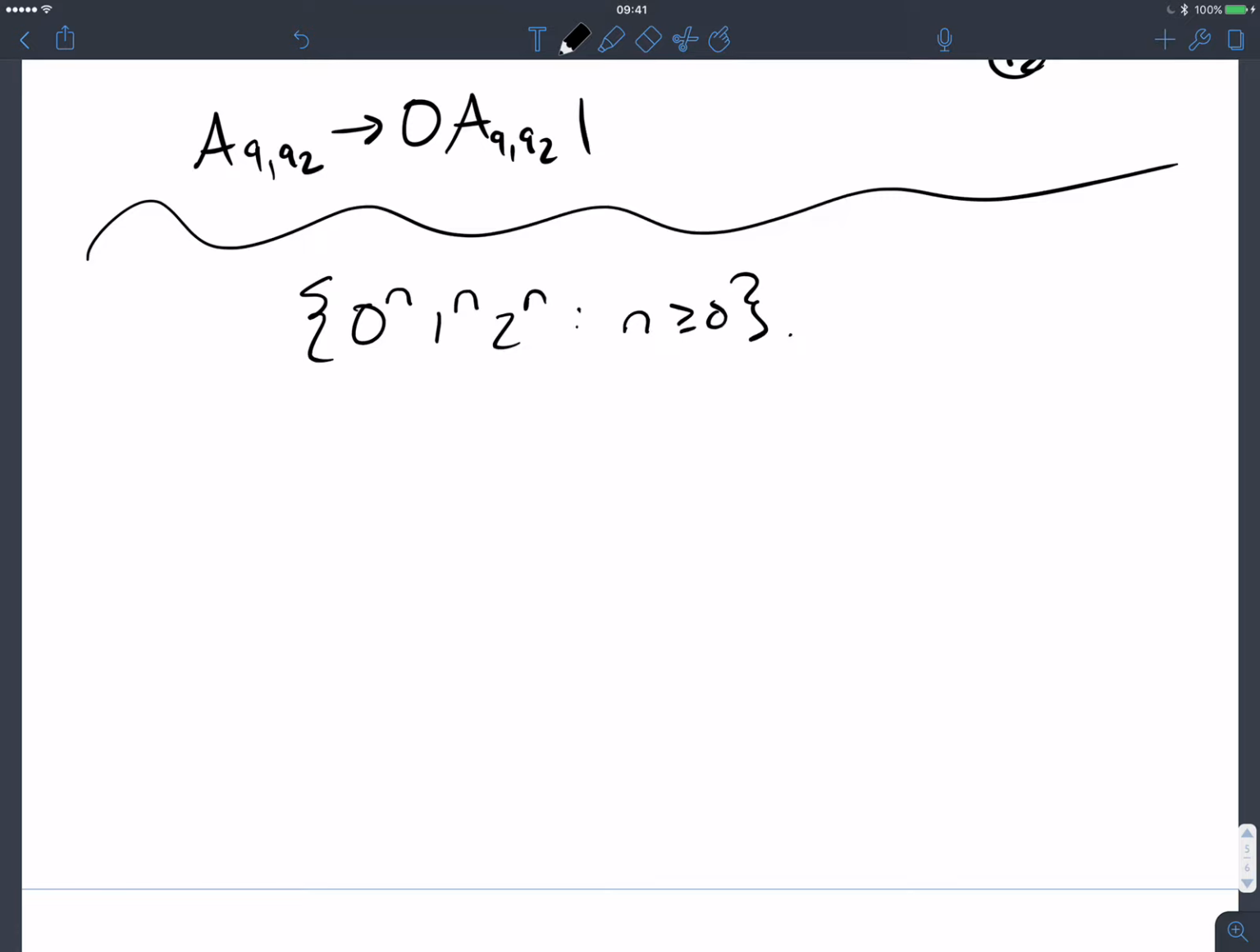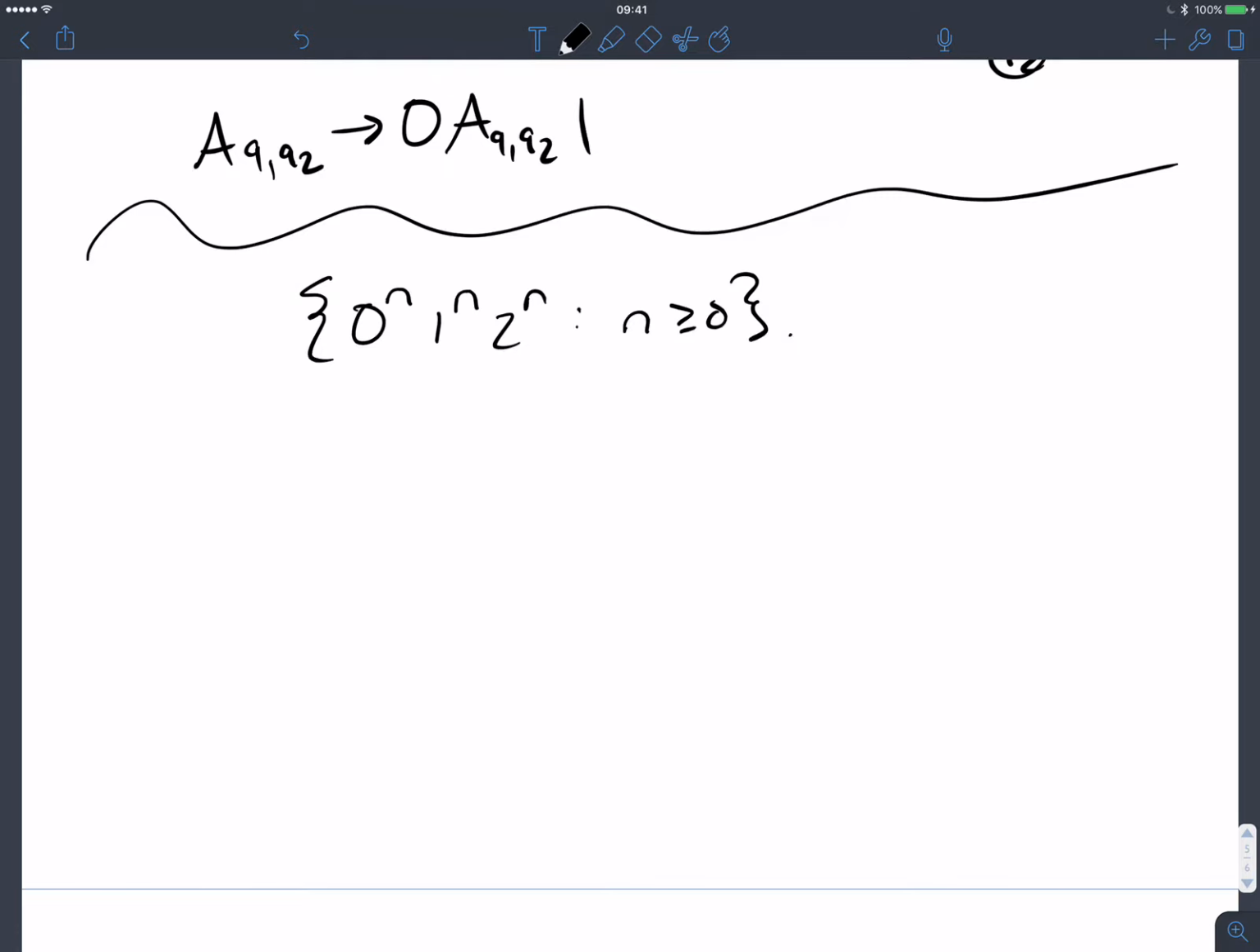But what would make it really hard for a grammar or a PDA to recognize this language? Well, an intuitive idea is, I have to push on the zeros in order to match them up with the ones, but then how do I match them up with the 2s at the same time? That seems problematic. Is that a proof that it's not context-free? No, there may be some other way that works.